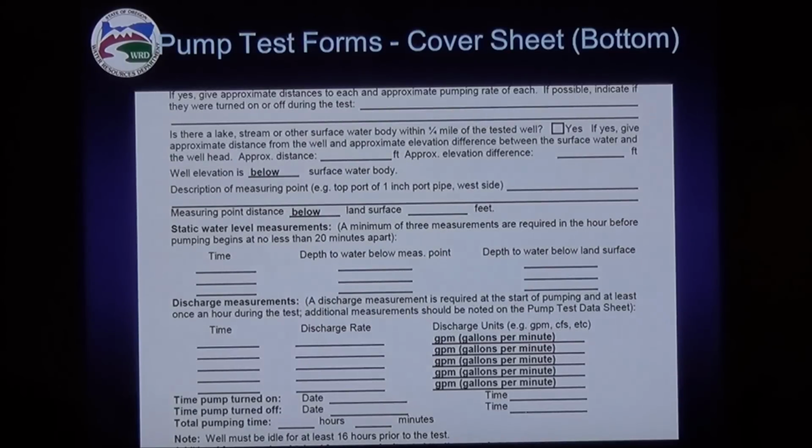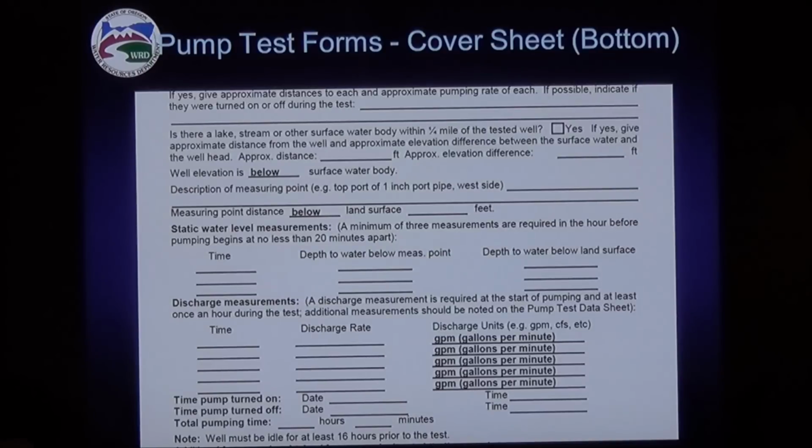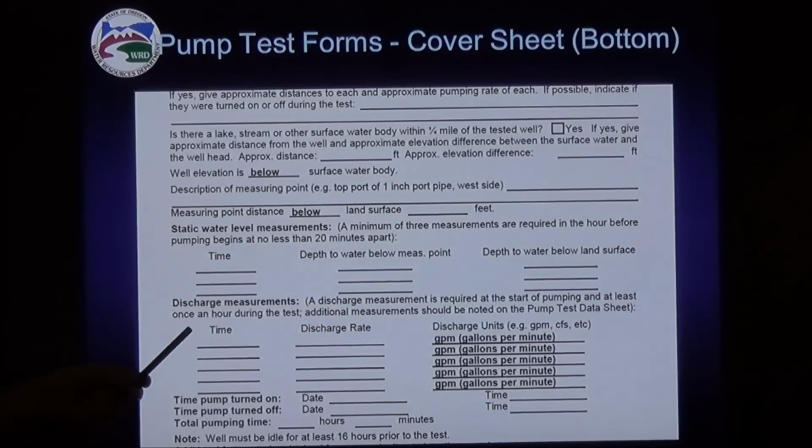Here's the bottom part of the cover sheet. You need to describe your distance from any nearby water level or surface water sources, which could be influencing your drawdown data during the pump test. You need to describe your measuring point. Is it above or below land surface, and what's the height? These are your static water level measurements pre-test, and then your discharge measurements during the test, and then the time the pump turned on and the time the pump turned off.